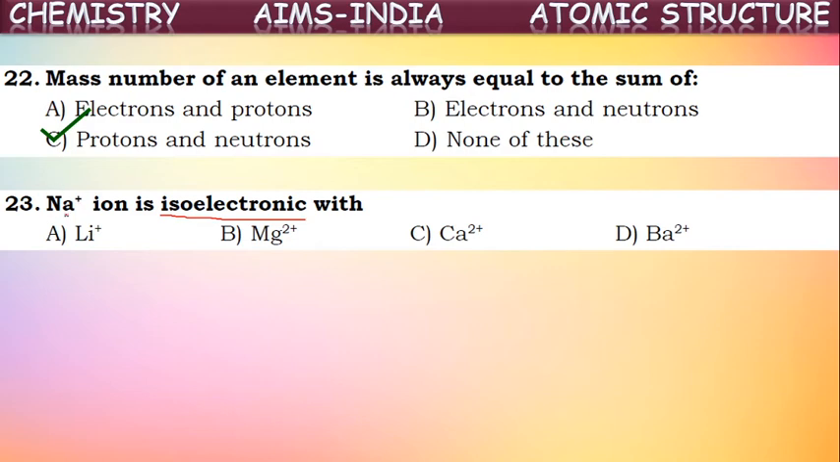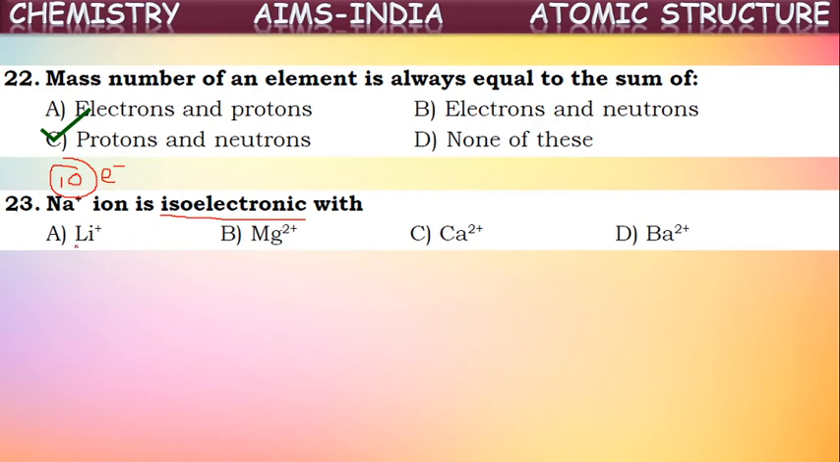Now they mentioned here Na plus. It means it lost one electron. So in the neutral atom of sodium there will be 11 electrons, but it lost one electron. So finally there will be 10 electrons in this Na plus ion. So Na plus has now 10 electrons. Now you observe which of the following given options has 10 electrons. So it will be the correct answer.